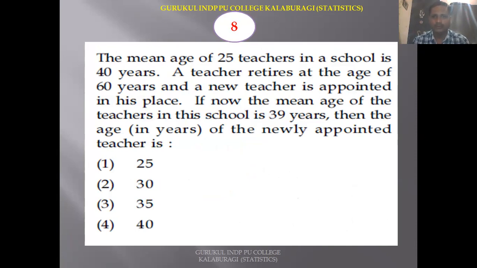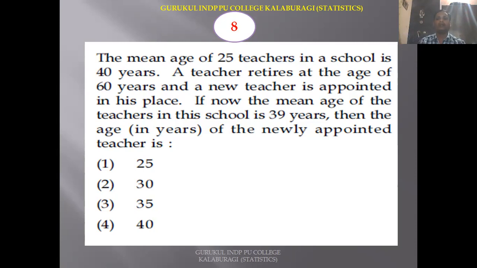If now the mean age of the teachers in this school is 39 years, then the age of the newly appointed teacher we need to calculate. So listen carefully to this question. The mean age of 25 teachers in a school is 40 years. A teacher retires at the age of 60 years and a new teacher is appointed in his place.